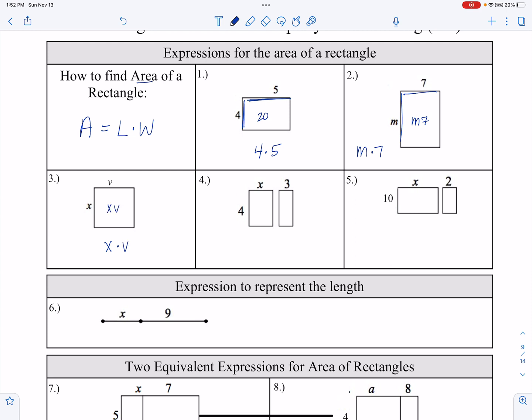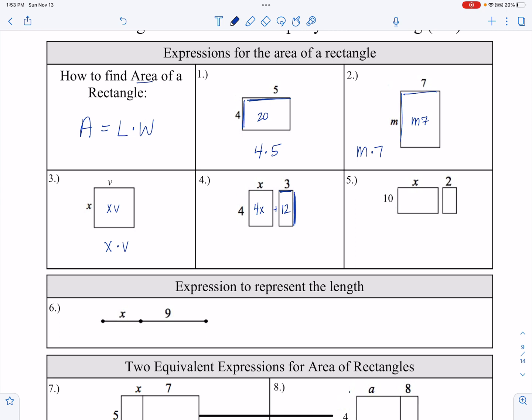Okay. Now we have a situation where we have a longer rectangle, but it's separated. Okay. So we know our length times width for this one is going to be 4 times x, or 4x. And then we'd have to add this other length times width. So now I know that this side length is 4, so 3 times 4 is 12. Okay, and if I added the 4x plus the 12, I would get my total units squared.